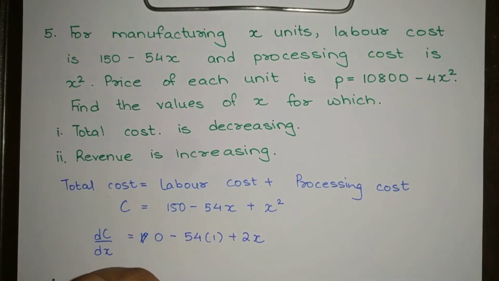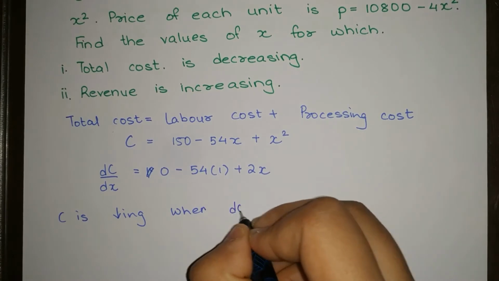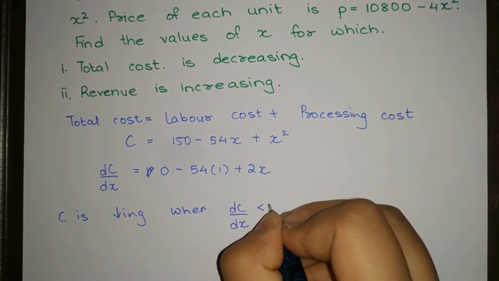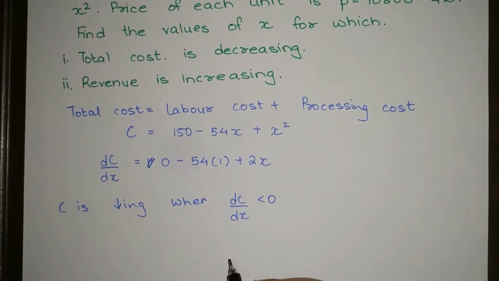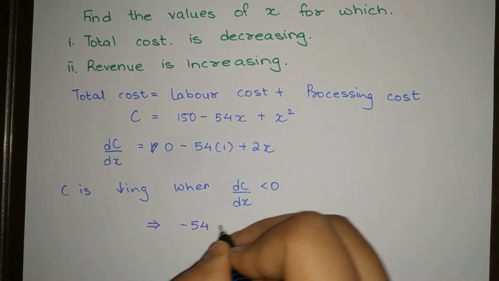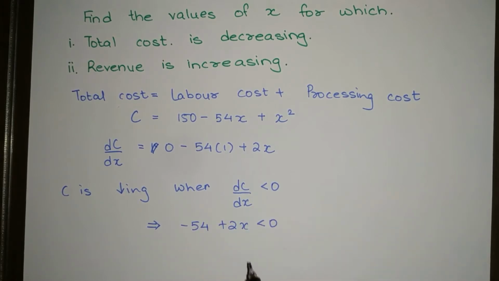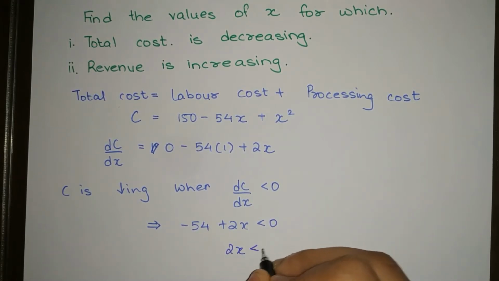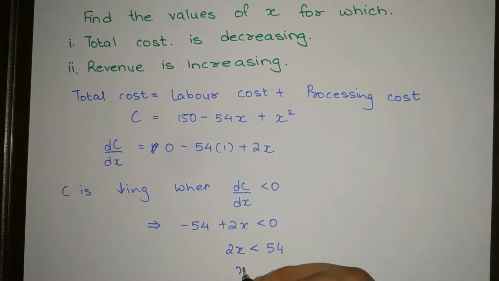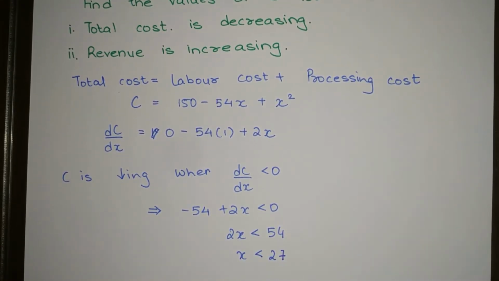Okay. So cost is decreasing when dc by dx is lesser than 0. Okay. So that implies that minus 54 plus 2x is lesser than 0. So if I take this on the other side, I get that 2x is lesser than 54 and x is lesser than 27. Okay. That is when the cost is decreasing.